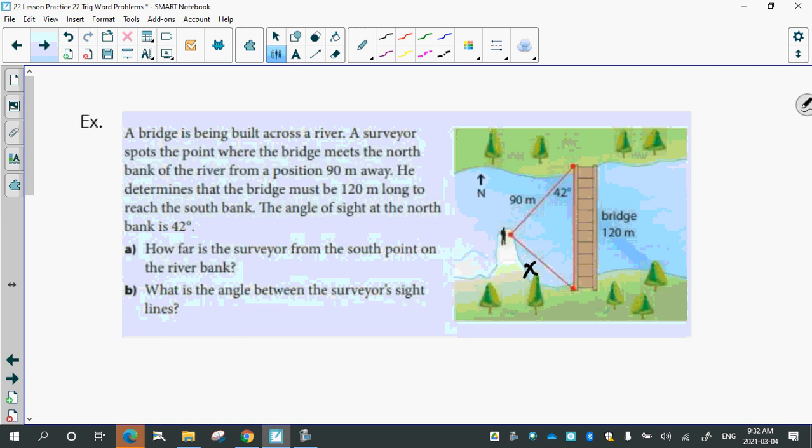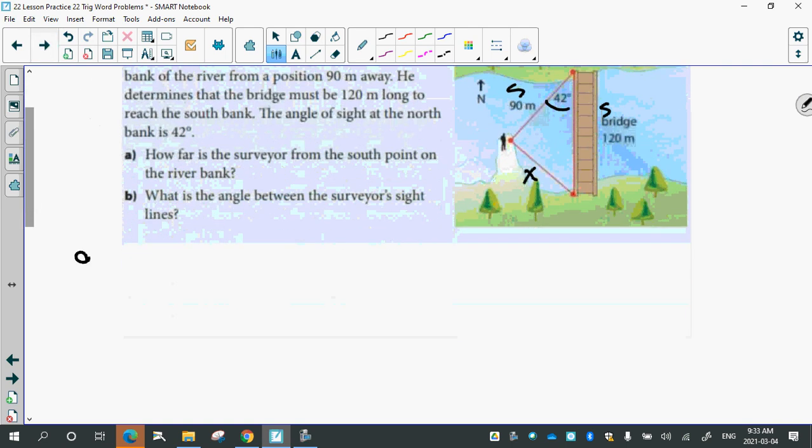Is it a right triangle? No. Is there a side angle pair that we know? No. So that leaves us with the cosine law. Okay, good. So we have side, angle, side. We know two sides and the angle between them. So A.